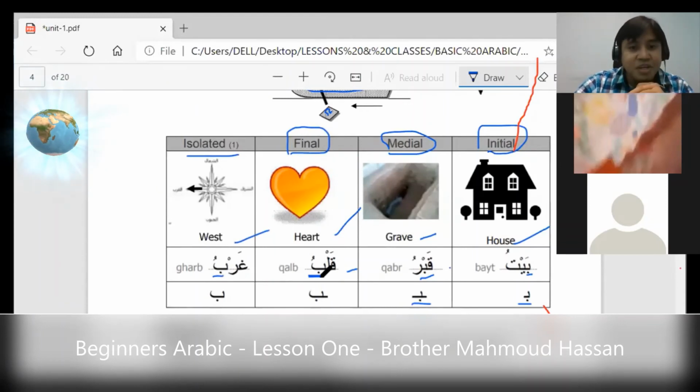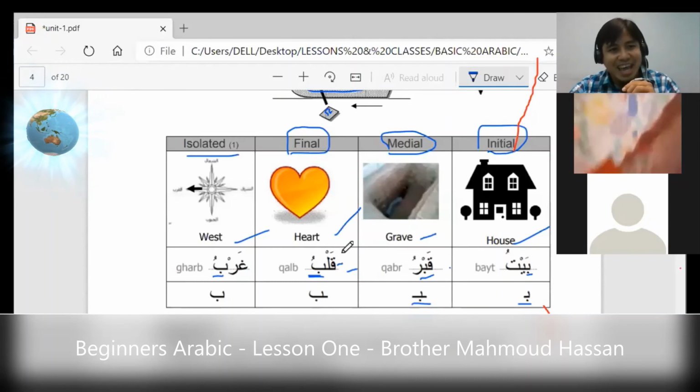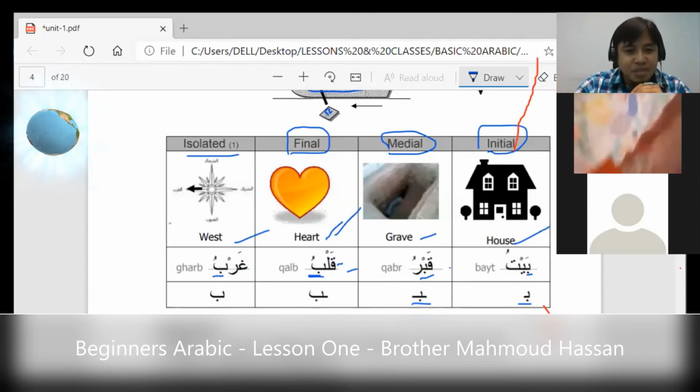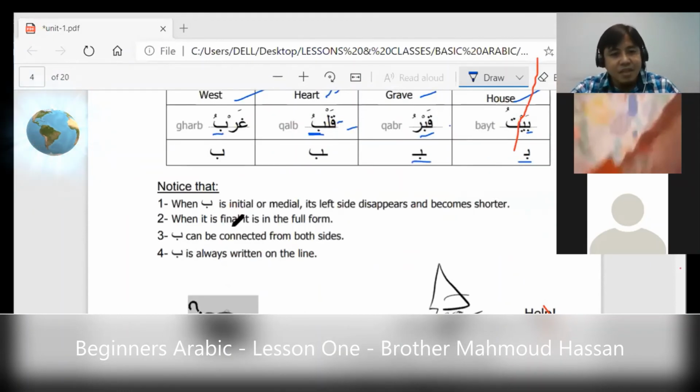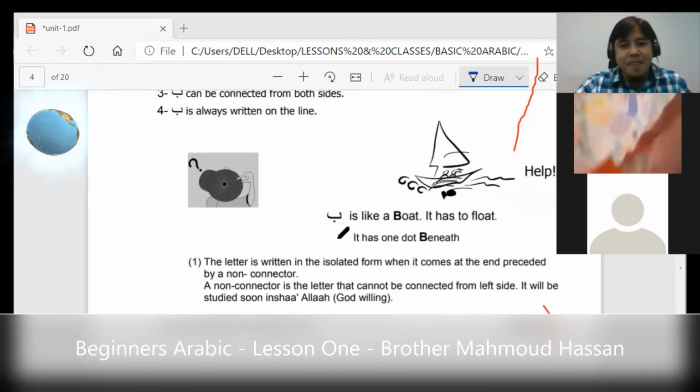Returning to the word qalb, sometimes you may pronounce the letter qa as ka, and that is wrong. Qalb means heart, as you can see here. But when we pronounce it as ka, kalb, that is different, because kalb is dog. So the meaning changed very far. Okay, now we will proceed.